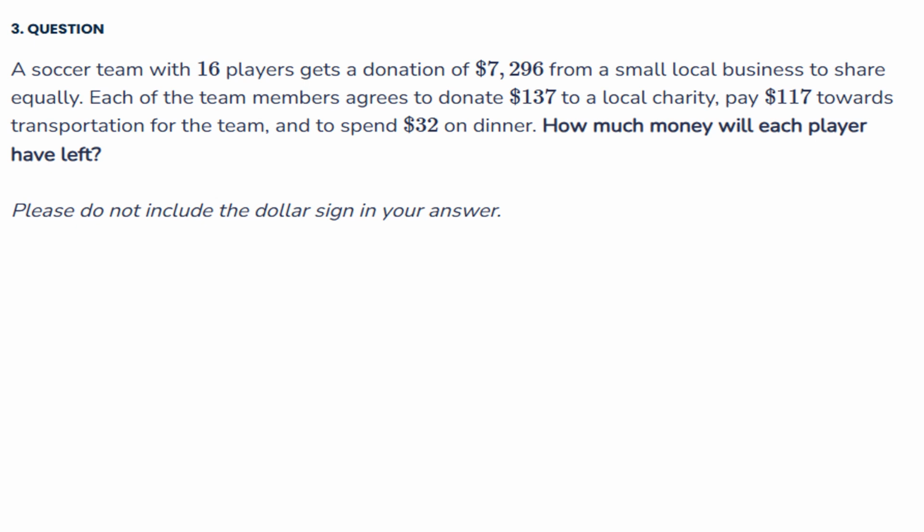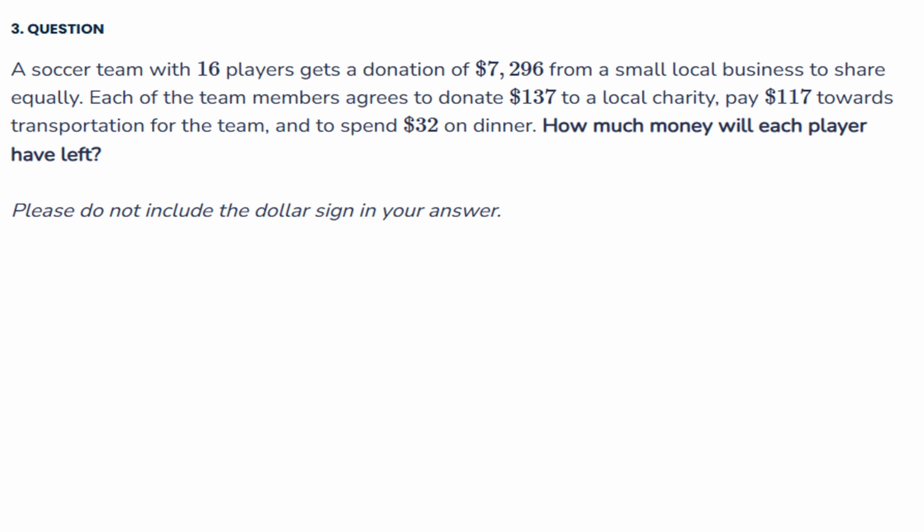All right, question number 3. It's a very long and seemingly complicated word problem. It's actually not too difficult once you break it down step by step. It says a soccer team with 16 players gets a donation of $7,296 from a small local business to share equally. Each of the team members agrees to donate $137 to a local charity, pay $117 towards transportation for the team, and to spend $32 on dinner. How much money will each player have left?